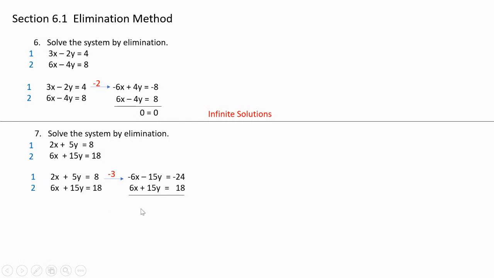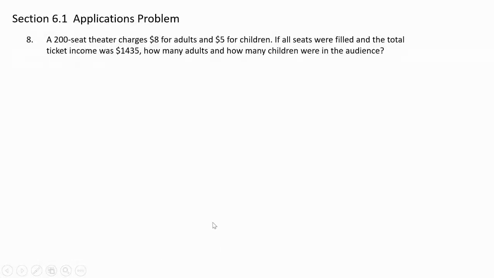Then when we do the addition, it gives us 0 equals negative 6, which is not true, which means this will have no solution. In other words, if we graph these two, they will be lines that are parallel. So this is no solution. Okay. Now, how does this work in a real life applications problem? Okay. So let's see how it works.